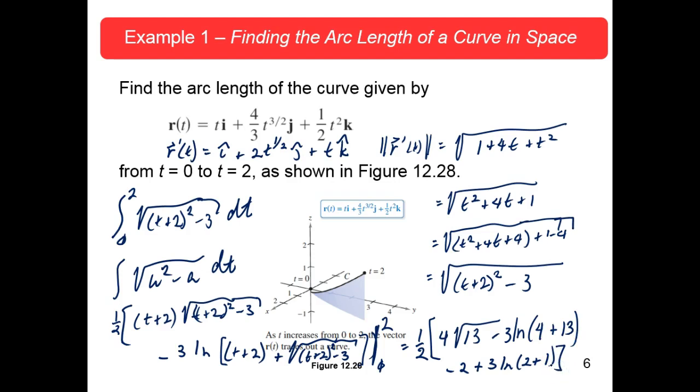Now, I need some more room, so I think I'm going up to the top. That's going to be 1/2 4 root 13 minus 3 times the log of 17, all a positive number, minus 2 plus 3 log 3. Okay. Now, that's not a very attractive looking number by any means.